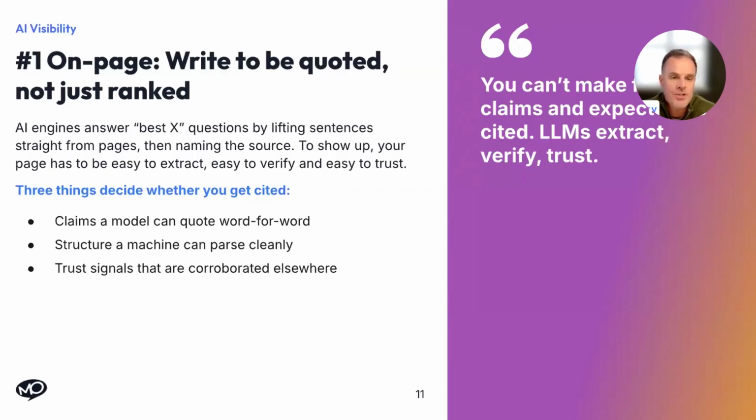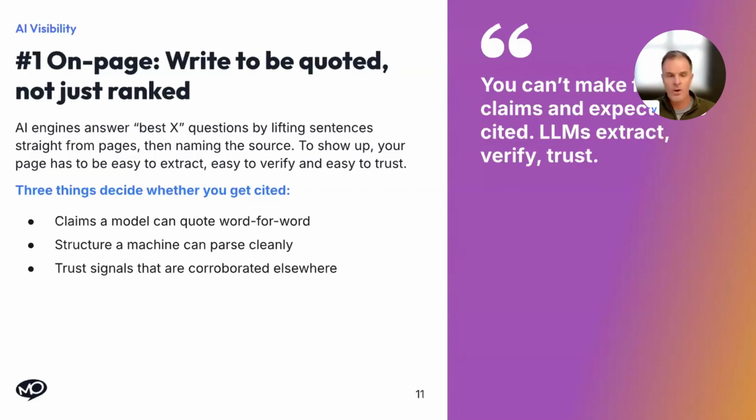Okay, on-page: written to be quoted, not just ranked. AI engines answer best-X questions by lifting sentences straight from your page, and then naming the source. To show up, your page has to be easy to extract, easy to verify, and easy to trust. On the right, if you look at the quote, you can't make up false claims and expect to be cited. LLMs extract, verify, trust. You can't say you're the best at this, or one of the top HubSpot partners in a region, unless some other source on the internet verifies it. It just won't trust it.